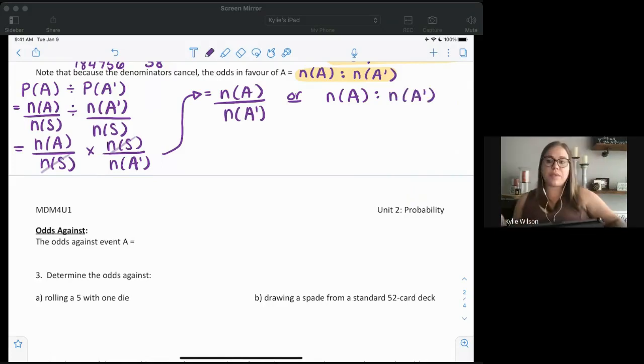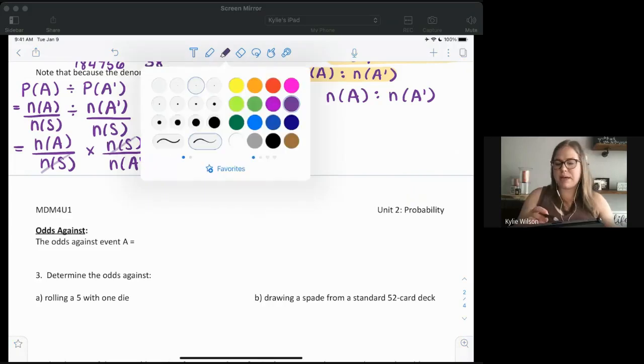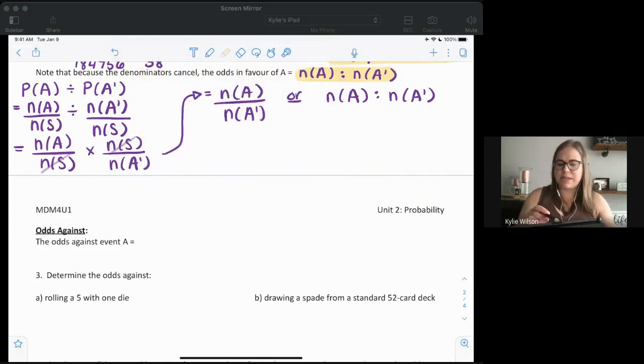So either way works. In some instances, it's a little bit easier for us to use one than the other, especially if we're just given probabilities and we don't know the number of ways it could happen. But if we do know the number of ways, it's way easier and quicker to calculate that instead of going through and calculating all of these probabilities. Okay. Any questions about that before we move on to odds against?